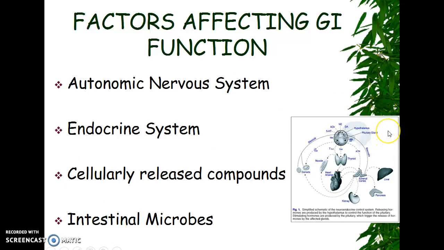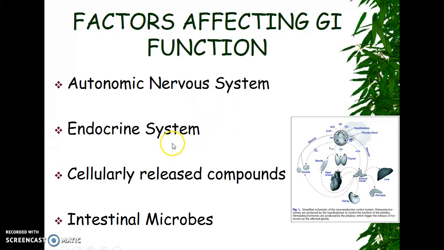So, what affects the GI tract function? The autonomic nervous system. I think of it as the automatic nervous system in the case of the GI tract, because we don't have to think about digesting our food. So that's an important control over the GI tract, and we can alter that with drugs.